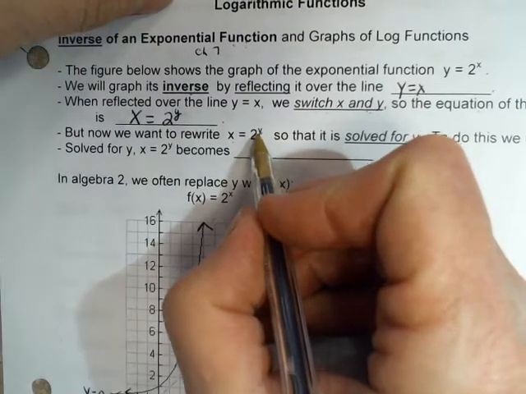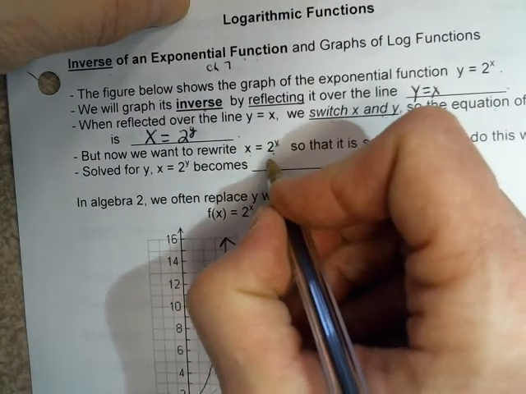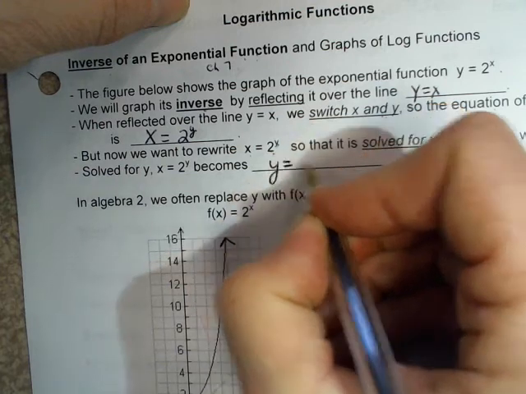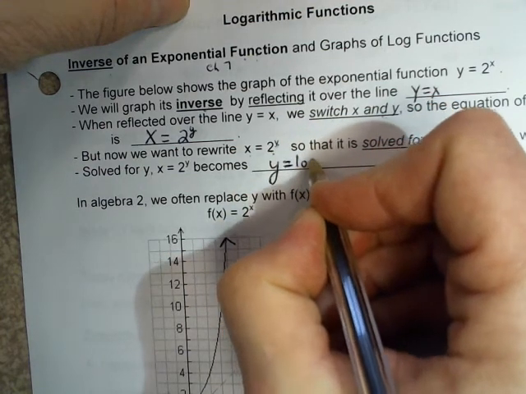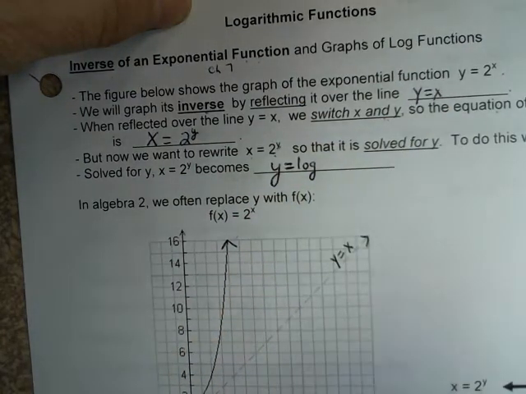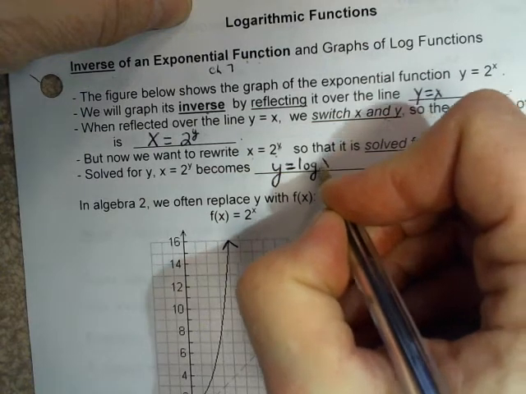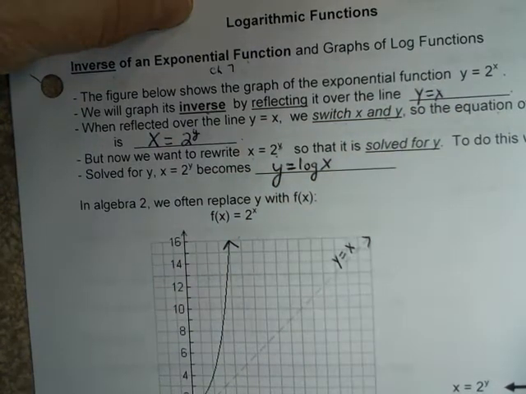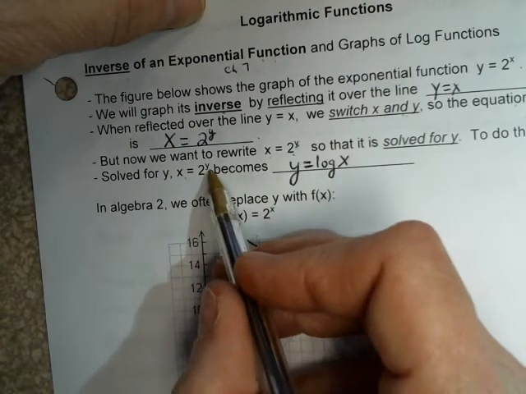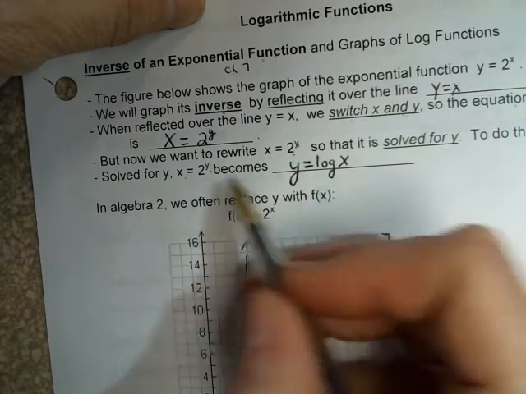This y up here is an exponent. So x equals 2 to the y. If you want to solve it for y, y is an exponent, and the exponent we call a logarithm. A logarithm is abbreviated with just the first 3 letters, log. y equals log of x. And that's it. If you want to solve x equals 2 to the y for y, you get y equals log of x. They are the same thing.